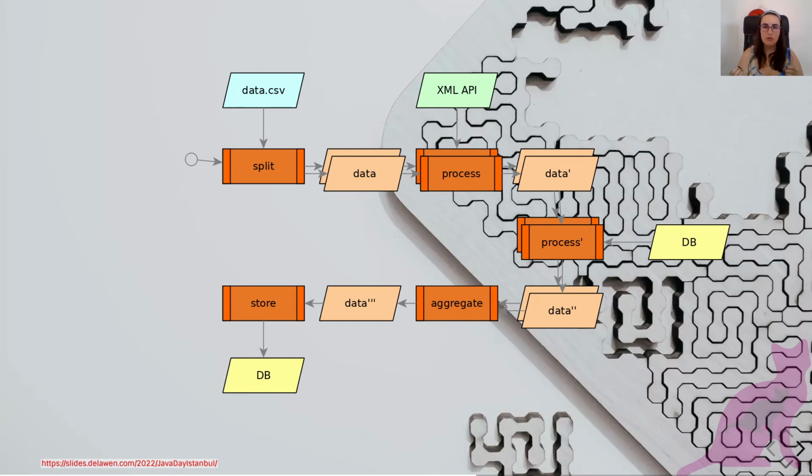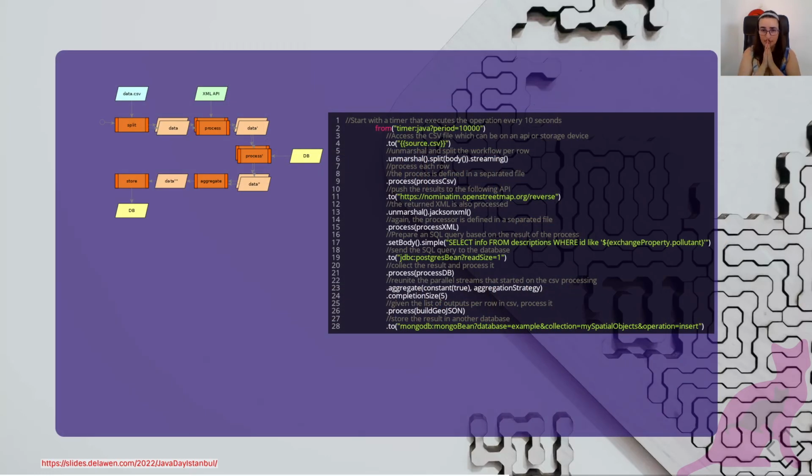But if we do this with Camel, the code is this one. It's 28 lines of code, and more than half of them are comments. So this is the implementation of this workflow in Apache Camel.